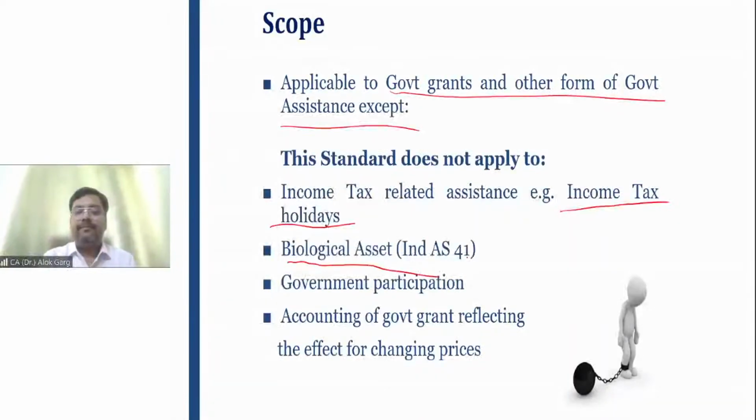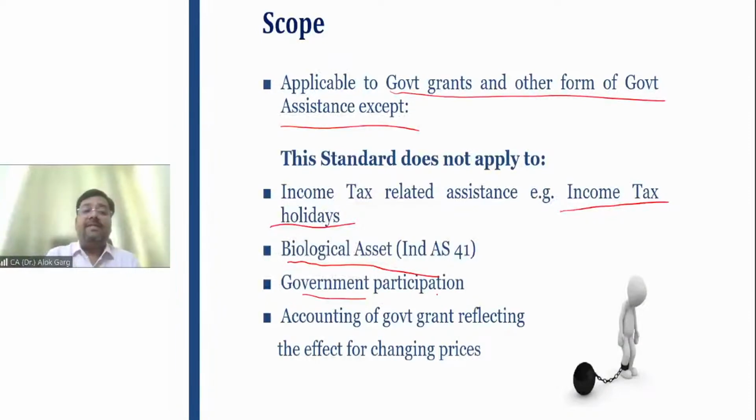Biological asset. If a government is giving a grant relating to acquisition of plants or animals, right? So that grant will be covered under Ind AS 41. That grant will not be covered under Ind AS 20, right? So government grant relating to biological asset will be covered under Ind AS 41. It is not covered under Ind AS 12.